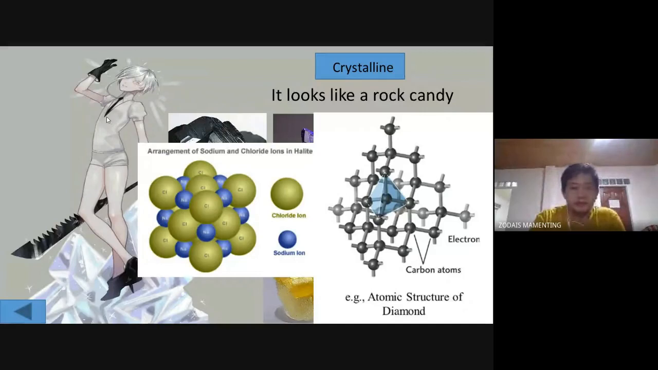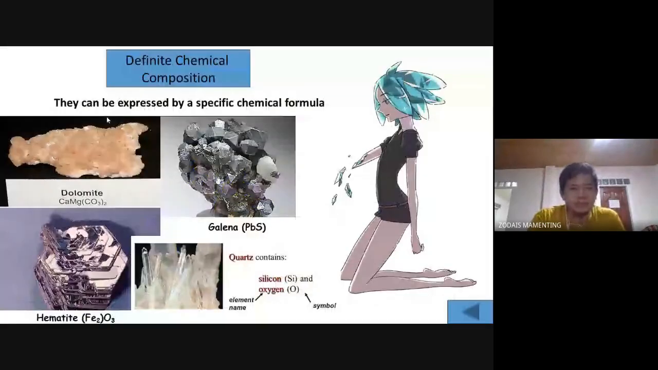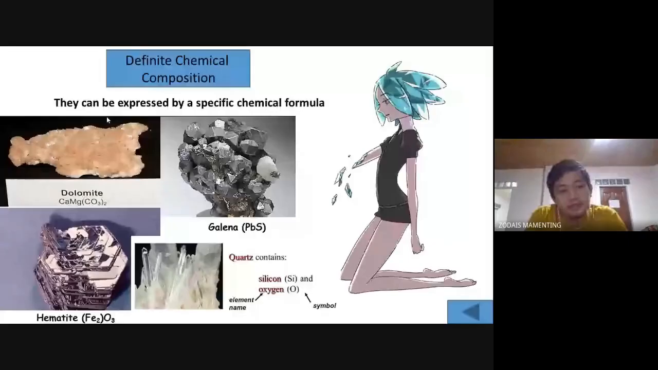Next, it must have a definite chemical composition, so they can be expressed by a specific chemical formula. For example, dolomite. How do you read the chemical composition? Dolomite is read as calcium magnesium carbonate.